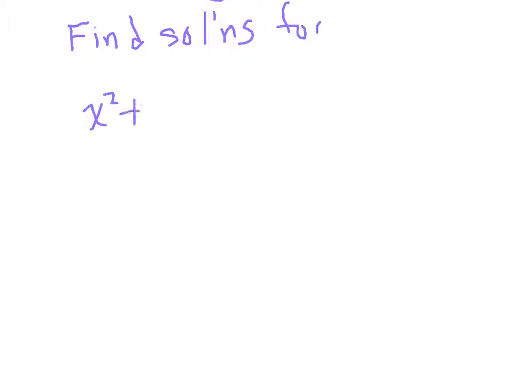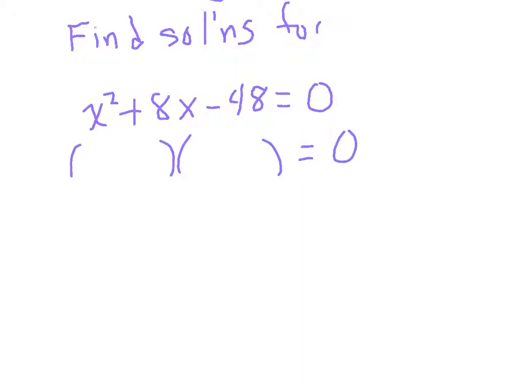All right, let's try another one. Let's say that we want to find the solutions for x squared plus 8x minus 48 equals 0. Again, if you can factor it out, that's perfect, because then you have a multiplication of two things that has to be 0, so you just set each of them equal to 0.